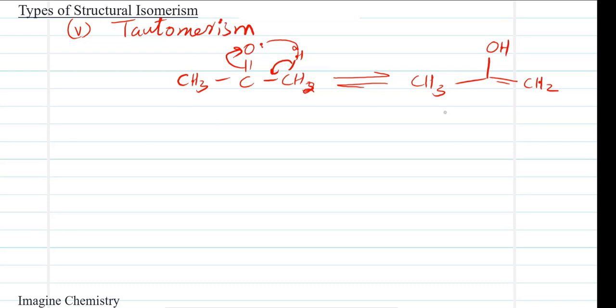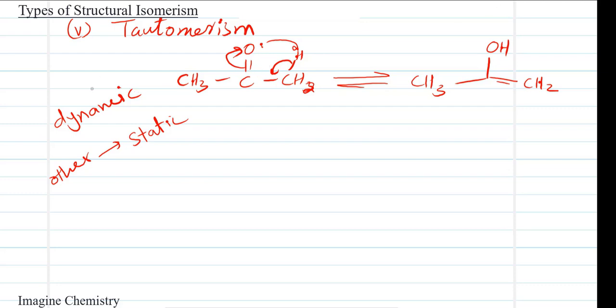So these two are interconvertible. Like this proton can go back to this CH2 group and it will be reconverted to the main acetone form. So these two forms are interconvertible. Tautomerism is unique in that it is dynamic, whereas the other types which we have discussed previously are static. In the other cases, the isomers cannot interconvert into each other, but in tautomerism, the isomers can interconvert into each other.